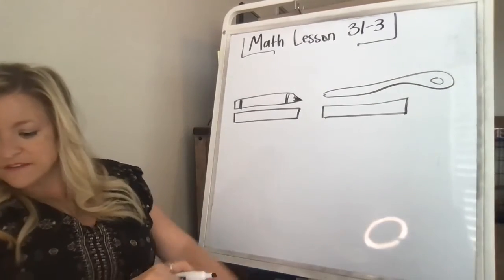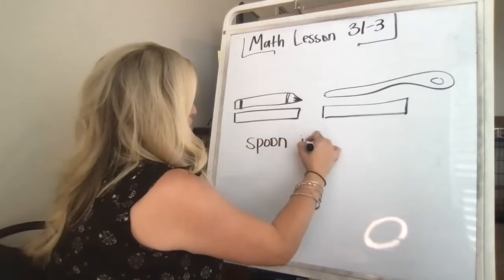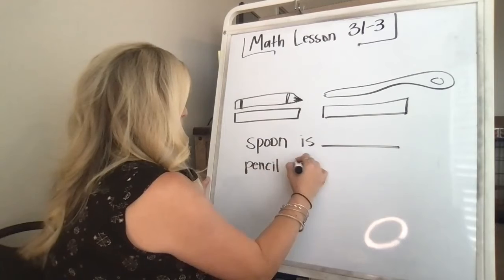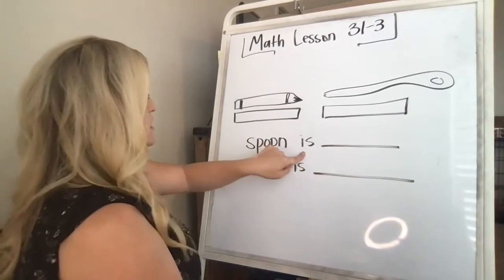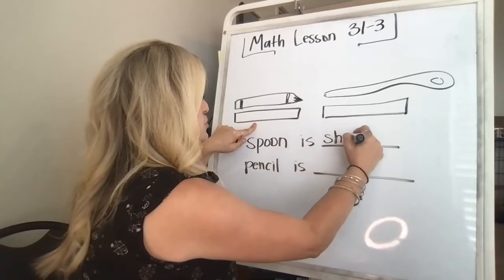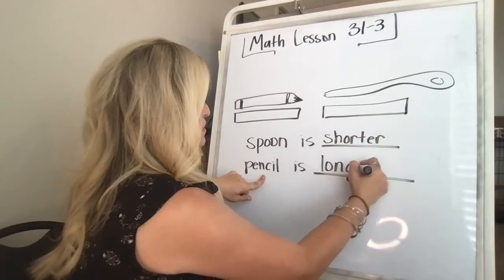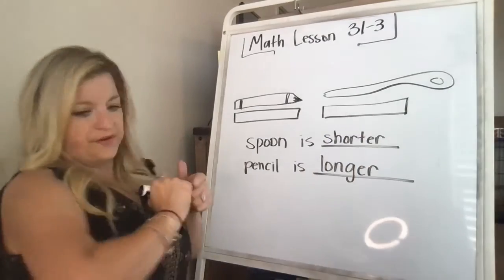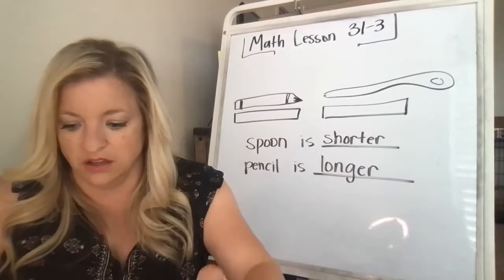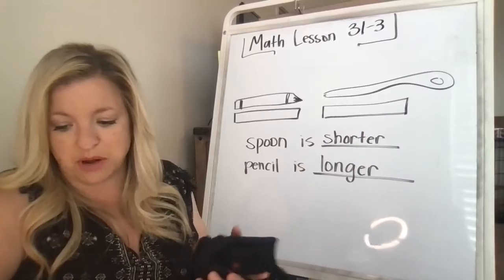Okay, the spoon is blank, and the pencil is blank. So the spoon, is it shorter or longer? The spoon is shorter. SH says shorter. The pencil is longer. So if one is shorter, the other one has to be longer, and vice versa. Look at the example on page 733, and then solve problems 1 through 4.